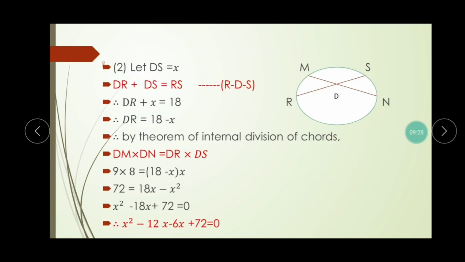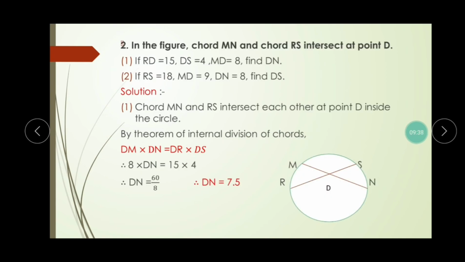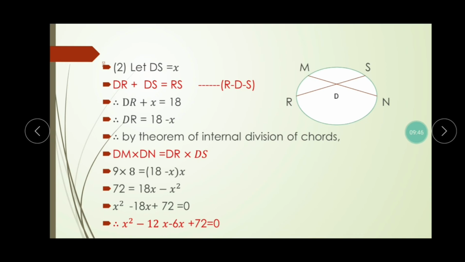Next, we have to find out the length of DR. Same problem, second part of it. Okay, now what is given to us? Given part is RS is 18, MD is 9 and DN is 8. We are supposed to find out DS. So we will suppose that DS is X.